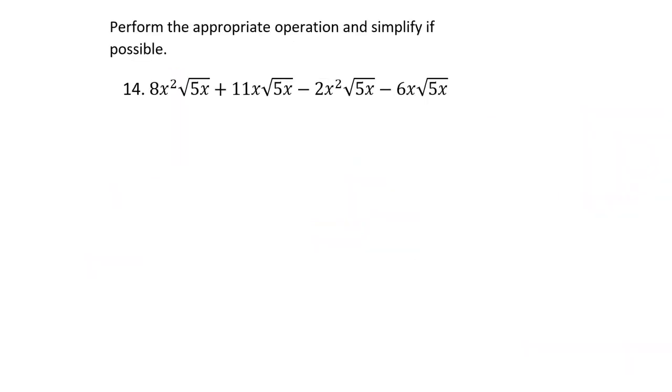Okay, perform the appropriate operation and simplify if possible. So we're essentially adding and subtracting these radicals, so we have to look very carefully at them because they all look kind of the same. To add and subtract radicals, we care about having the same radical, which you'll notice we do. They're all square root 5x's, every single one of them. The 5x, you can't make 5 any smaller, and you don't have enough x's to do any circles, so you can't simplify those.